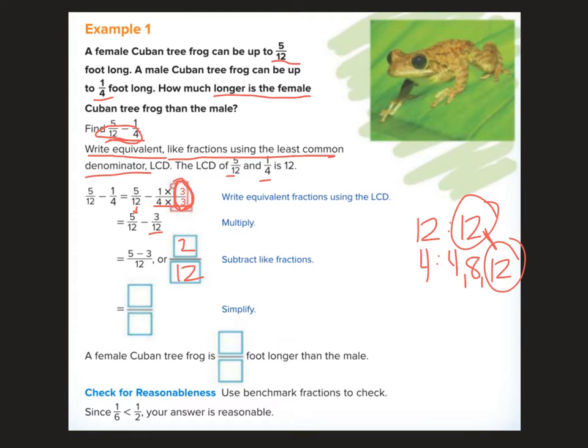Now, don't forget to simplify. Notice on your test that some of you forgot this last step. You do all the work and then you don't simplify at the end, so then you get it wrong. So always ask yourself, do I need to simplify? Yes, I can. I can divide the numerator and the denominator by 2 to get 1/6. The female Cuban tree frog is 1/6 of a foot longer than the male. Use benchmark fractions to check: since 1/6 is less than 1/2, your answer is reasonable.